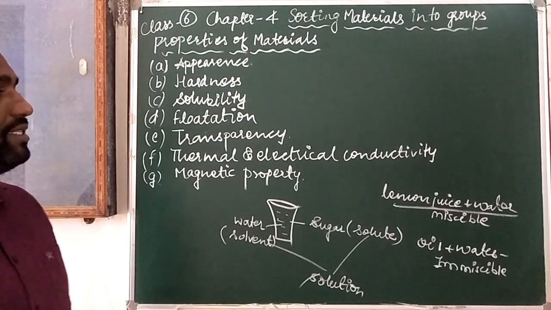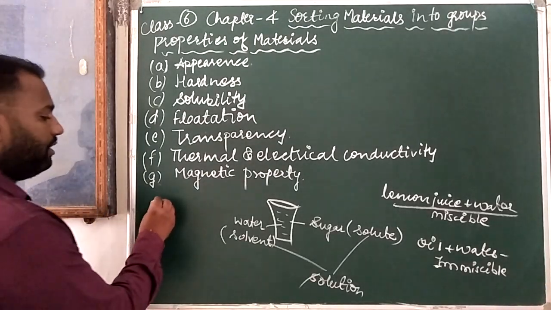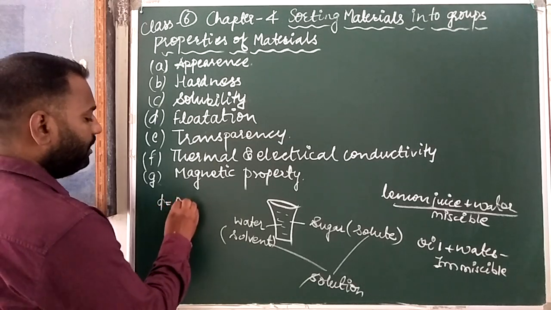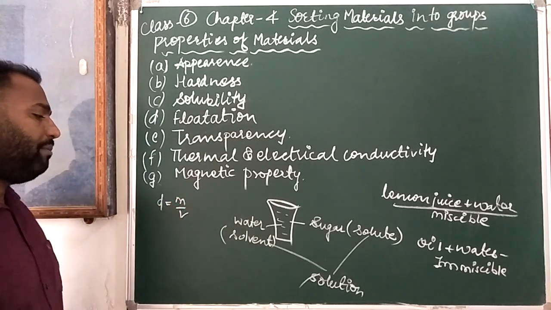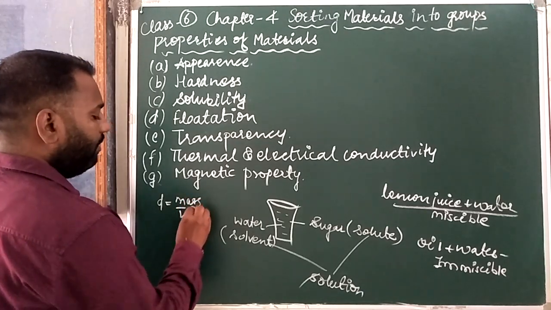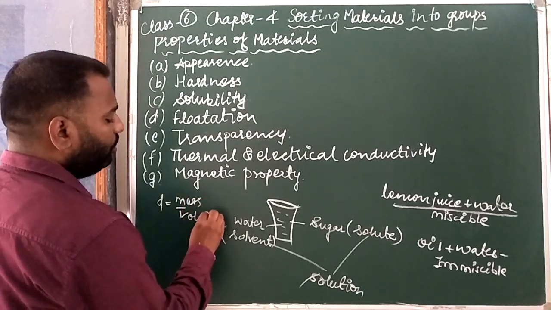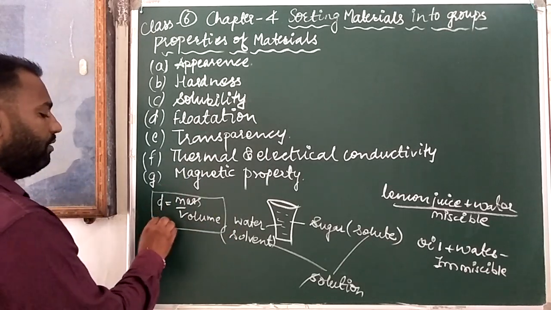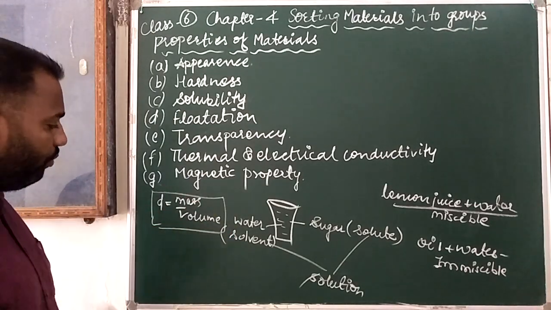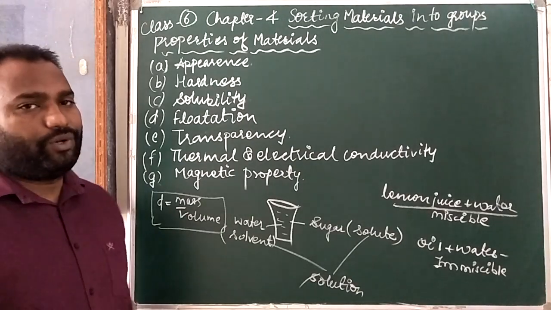Okay, because D is equal to m upon V. This is the formula for us. Density is equal to m upon V, where m is mass and V is the volume. So you know that density is directly linked with mass and volume.